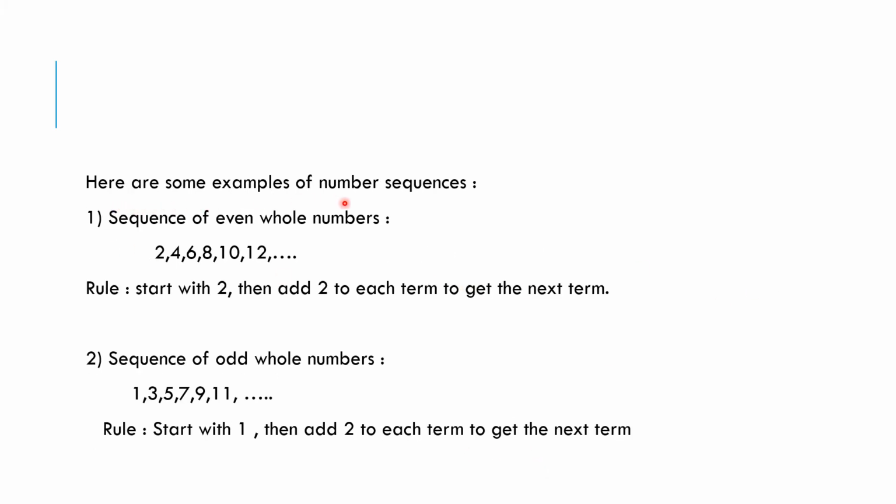Here are some examples of number sequences. Sequence of even whole numbers: 2, 4, 6, 8, 10, 12. What is the rule? Start with 2, then add 2 to each term to get the next term. Next, sequence of odd whole numbers: 1, 3, 5, 7, 9, 11. Now what is the rule? Start with 1, then add 2 to each term to get the next term.